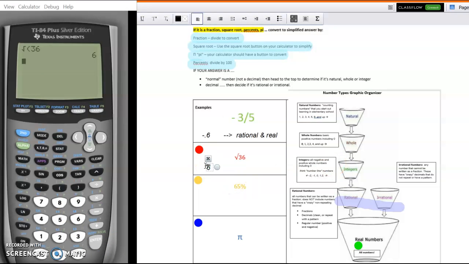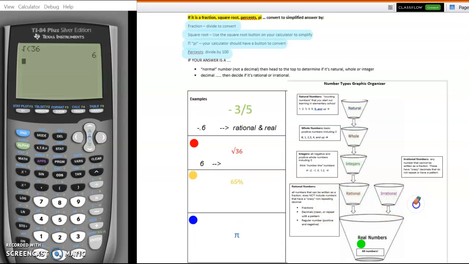The numbers that we're most comfortable with. So I just did that to show you that it converts down to 6. And because it is a basic number, guys, it's one of those more comfortable numbers. We're going to start at the top here, and we're going to ask ourselves, is it a natural number? Now I'm talking about my answer, right? 6. Is that a natural counting number? Did you start out learning how to count 6? You did. So it is a natural, whole, integer, rational, boom, hits the bottom, it's a real number.